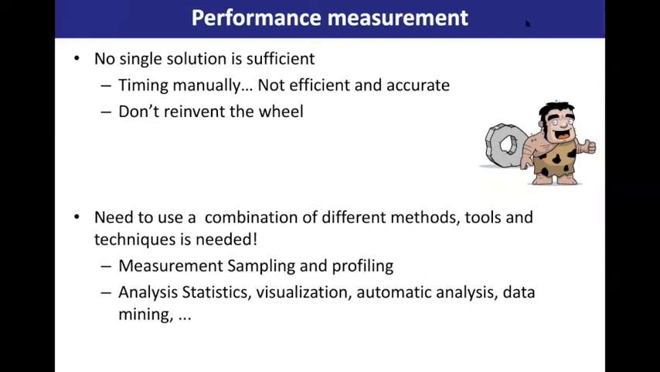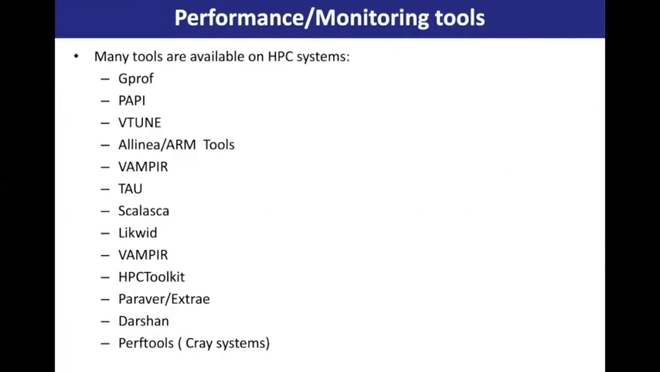And so basically, anything that you have, you can use; there are several methods and tools that can be used. You have tools that provide statistics, visualization, and automatic analysis, instead of putting a write statement everywhere. So you have here on Shaheen, and we have many HPC systems, several tools. You have gprof, PAPI, VTune, Arm Forge, Vampir, TAU, and so on. But the problem is, which one should I use?